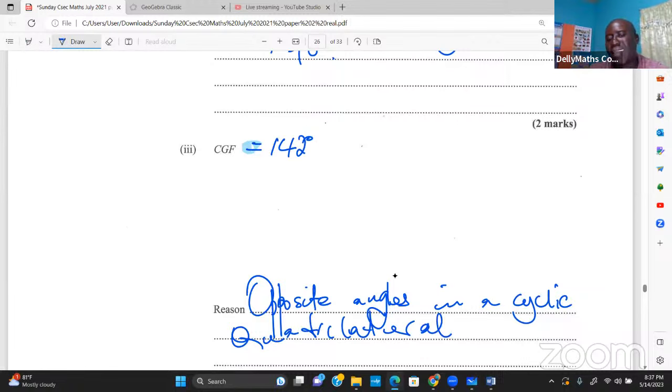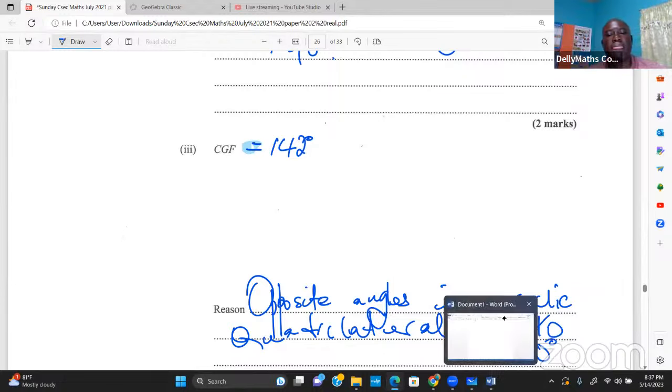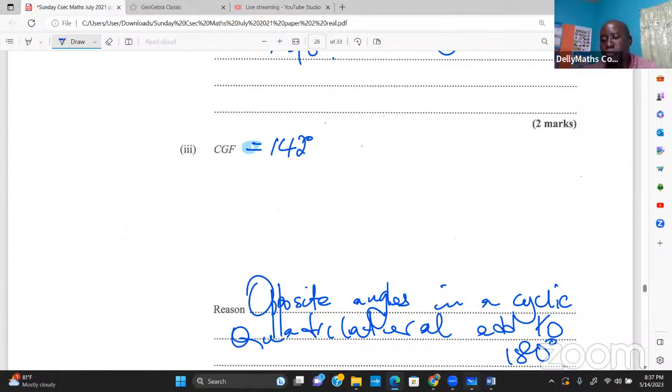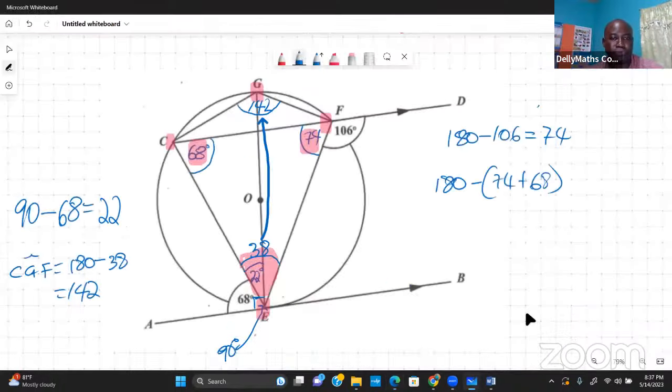In a cyclic quadrilateral, opposite angles add to 180 degrees. That's one approach. Let me show you another approach. You could have found it like that.